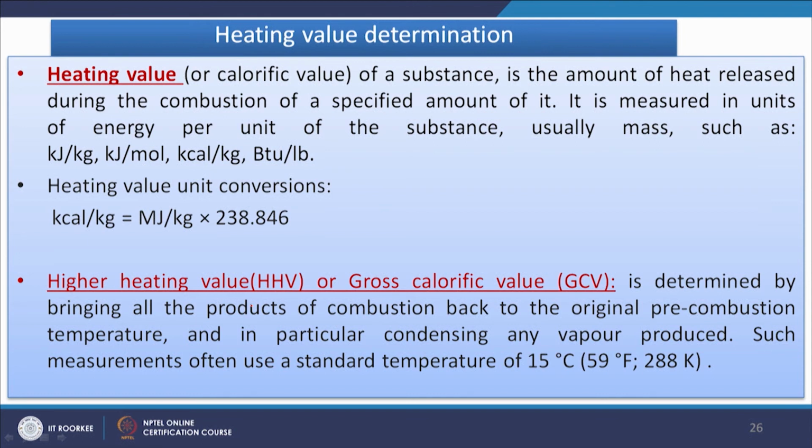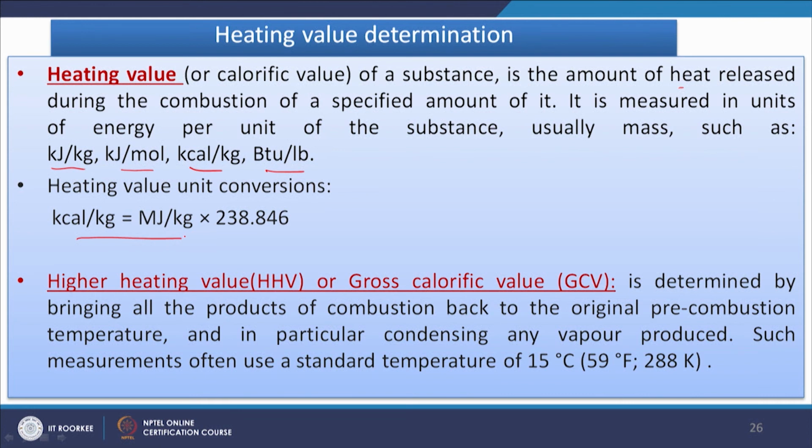By knowing the amount of heat released and how much material has been used, we can calculate the heating value. The heating value of a substance is the amount of heat released during the combustion of a specified amount of it. It is measured in units of energy per unit of the substance, usually mass, such as kilojoule per kg, kilojoule per mole, kilocalorie per kg, BTU per pound. Heating value unit conversion is also there, for example kilocalorie per kg to megajoule per kg.